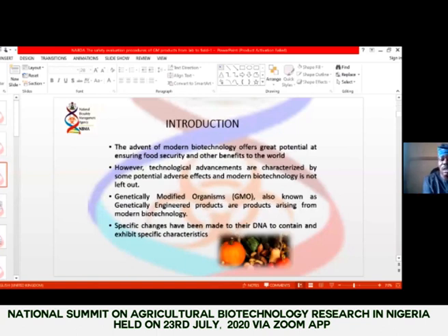The advent of modern biotechnology offers great potentials and ensures food security and other benefits to the world. However, technological advancements are characterized by some potential adverse effects, and modern biotechnology is not left out. Genetically modified organisms, also known as genetically engineered products, are products arising from modern biotechnology. Specific changes have been made to the DNA to contain and exhibit specific characteristics.